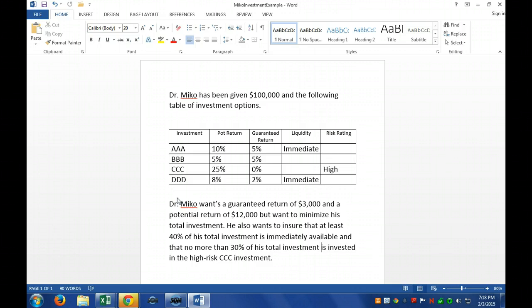So it looks to me like, okay, that's 10% of AAA. That's 5% of BBB. That's 25% of CCC. And 8% of DDD.